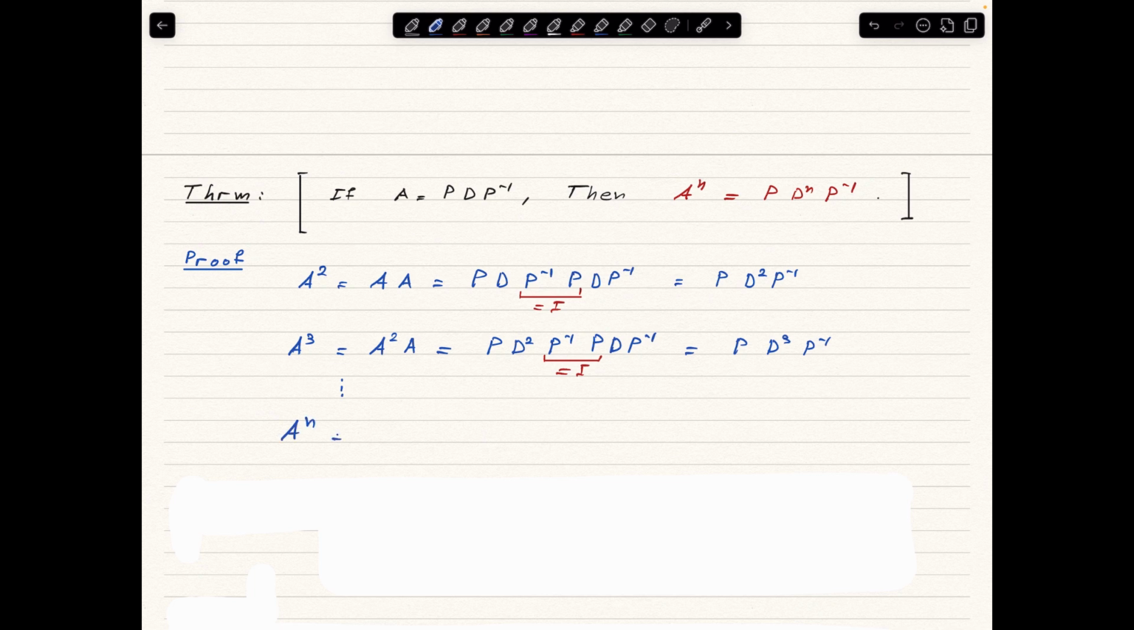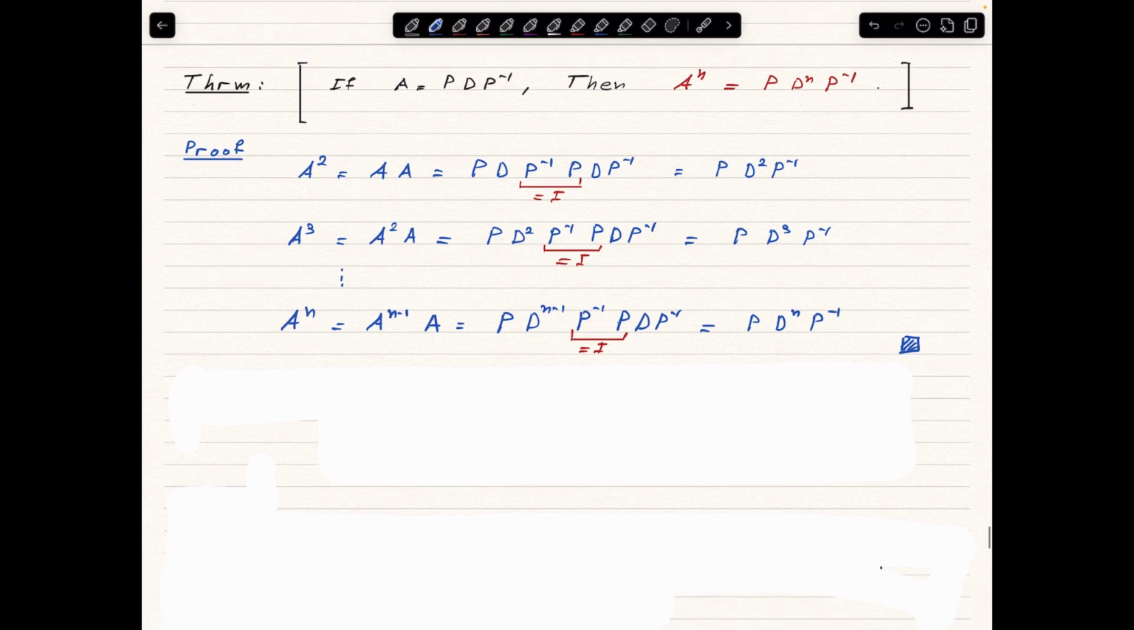And if you keep doing this calculation over and over, you're going to end up with A to the power n, which is going to be A to the previous power times A. The previous power is going to have this formula P D to the power n minus 1 P inverse, and here we are going to have the last power P D P inverse. Of course, this is going to give us again an identity, and then we are going to end up with P D to the power n P inverse, and that is more or less how we prove that result.